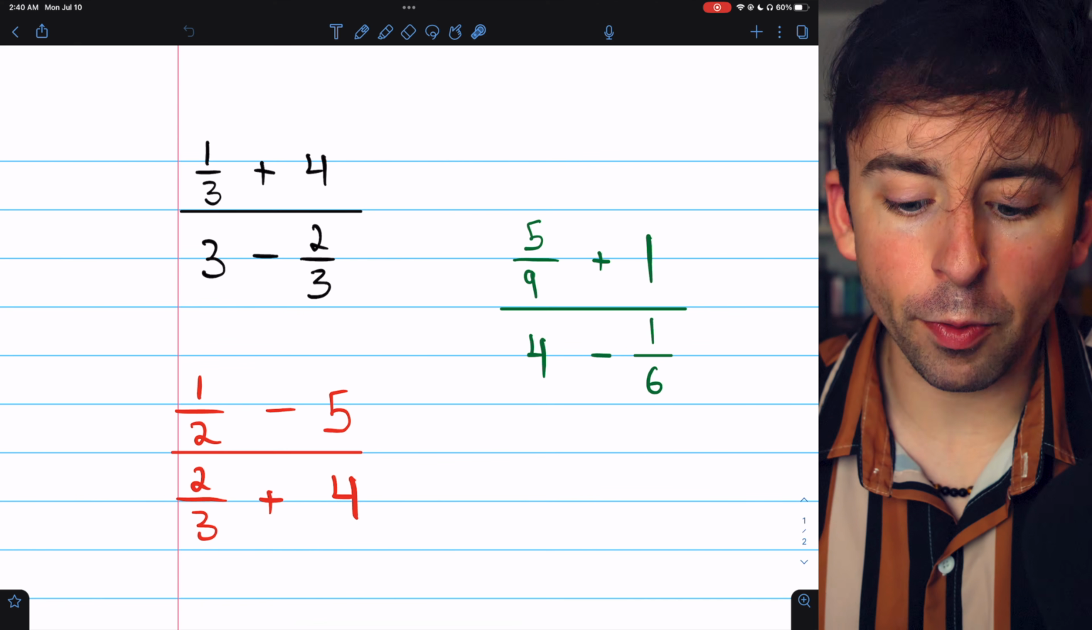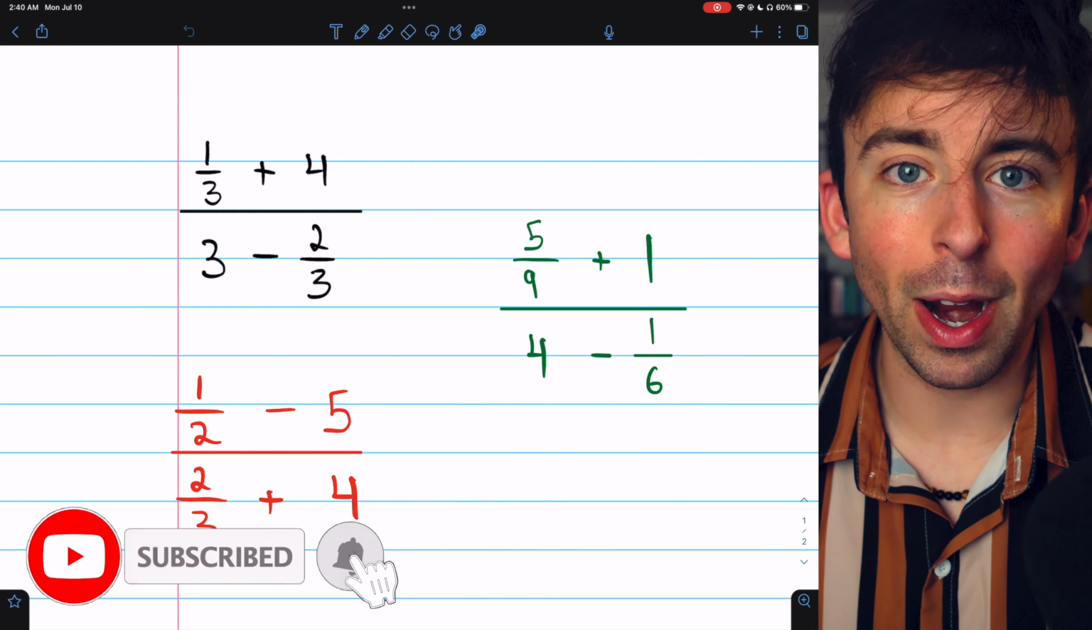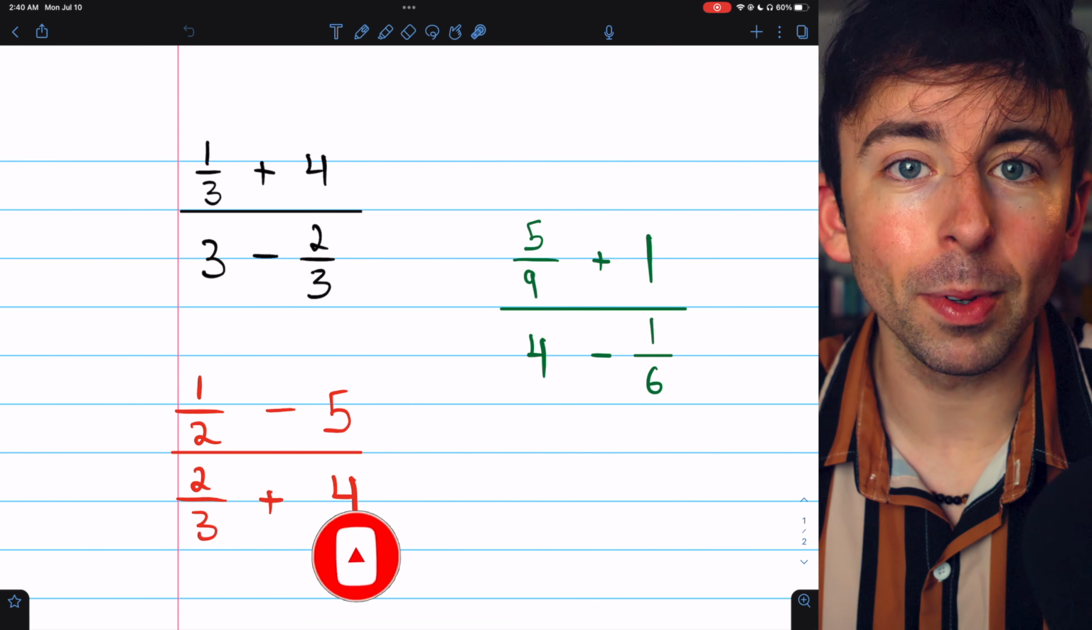The only thing better than a fraction is a fraction in a fraction. These are called complex fractions, and to figure out how to simplify them, we'll solve these three examples today.